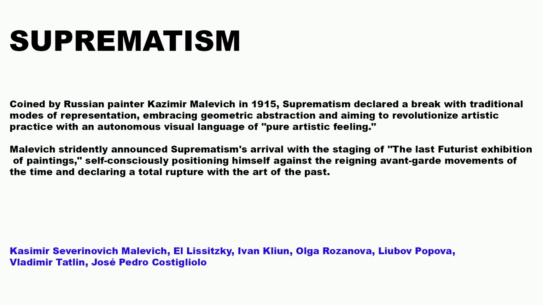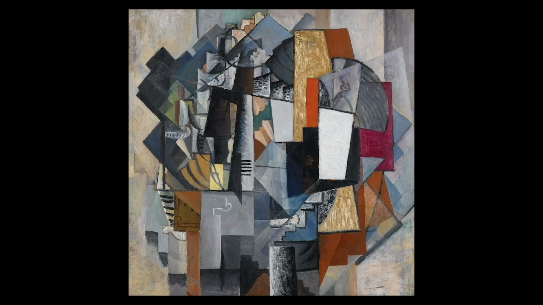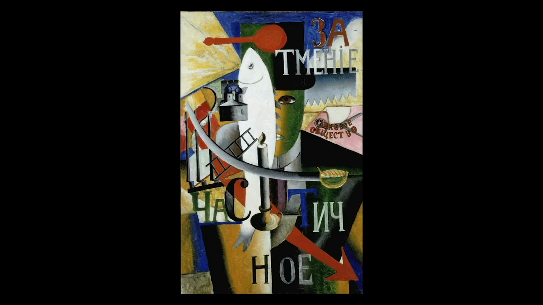Suprematism. Coined by Russian painter Kazimir Malevich in 1915, Suprematism declared a break with traditional modes of representation, embracing geometric abstraction and aiming to revolutionize artistic practice with an autonomous visual language of pure artistic feeling. Malevich announced Suprematism's arrival with the staging of the Last Futurist Exhibition of Paintings, self-consciously positioning himself against the reigning avant-garde movements of the time and declaring a total rupture with the art of the past. Kazimir Malevich and some of his work, as you can see here. He also did some monochrome.